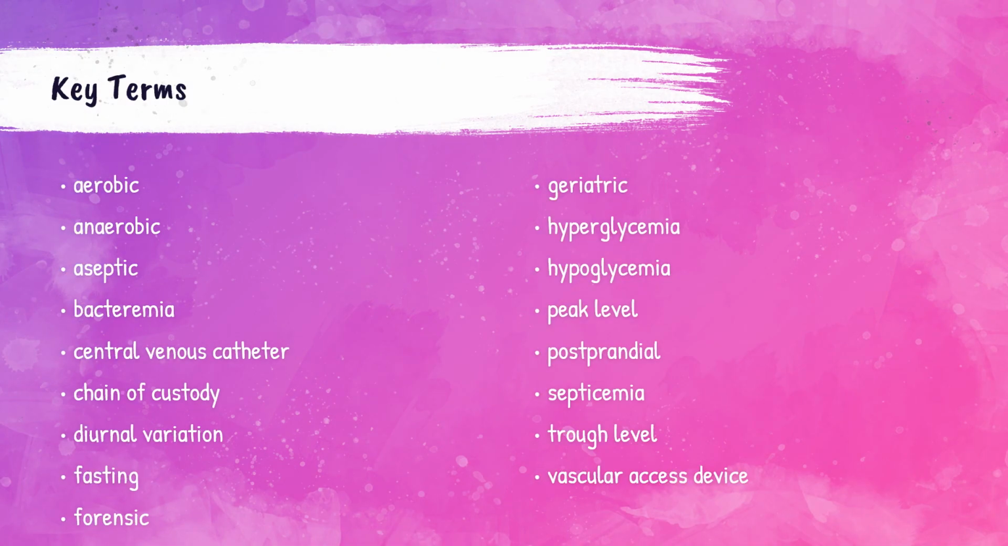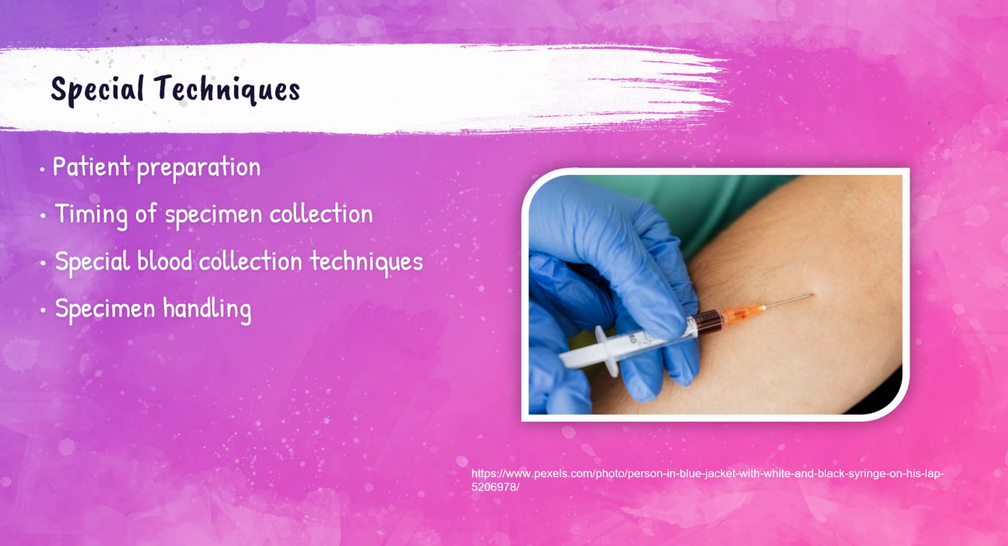In addition to the learning objectives, there are also several key terms associated with this lecture. These are aerobic, anaerobic, aseptic, bacteremia, central venous catheter, chain of custody, diurnal variation, fasting, forensic, geriatric, hyper and hypoglycemia, peak level, postprandial, septicemia, trough level, and vascular access device. So now that we've discussed the learning objectives and key terms for this lecture, let's get started.